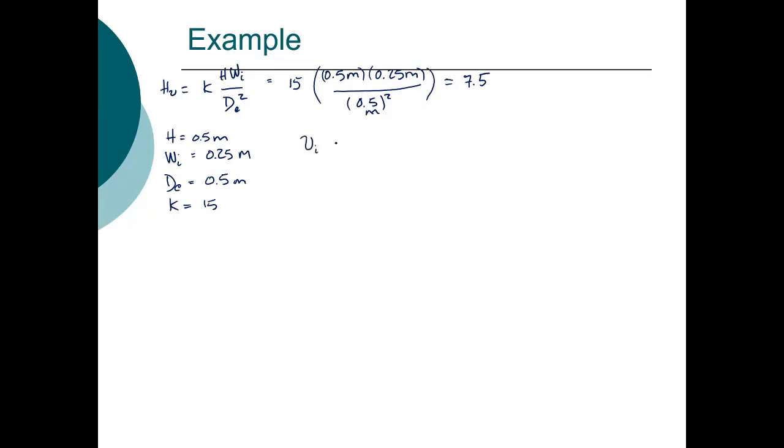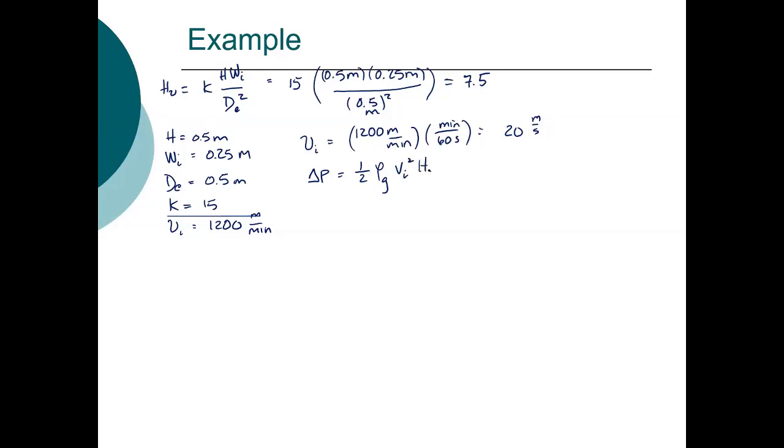The inlet velocity was given as 1,200 meters per minute. We need this in seconds, and that is 20 meters per second, which is identical to what we calculated previously. The pressure drop is equal to 1/2 times the density of the gas times V_I squared times H_V. And that is equal to 1/2 times the density of the gas from the previous problem, 1.18 kilograms per cubic meter, times the velocity, 20 meters per second, squared. Multiply that by 7.5, and I'm going to multiply by a conversion. There is 1 kilogram per meter second squared per Newton.